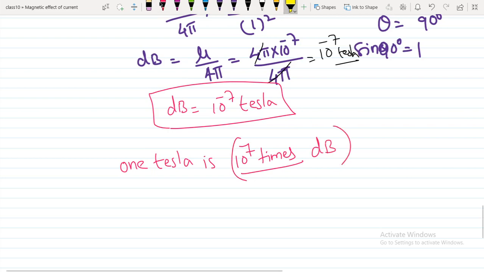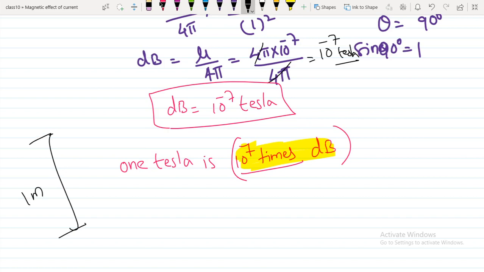So 10 power 7 times the magnetic field produced by a current carrying conducting wire of 1 meter, at a location 1 meter away, where the angle between the position vector and the current carrying conducting wire goes to 90 degrees. This is something we define as 1 Tesla.